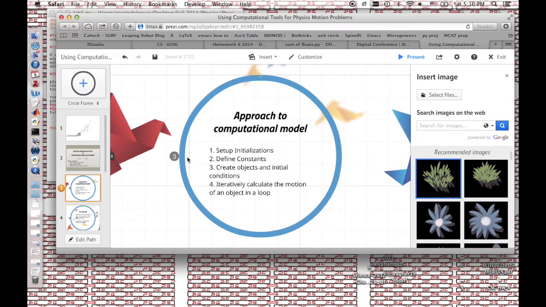When I was approaching this problem, I was thinking about ways in which I could code this to represent it with a computational model. And I knew that I would have to go through these 4 steps, and I'm pretty sure I can use these steps for any sort of physics motion problem that I want to apply to any system in the future.